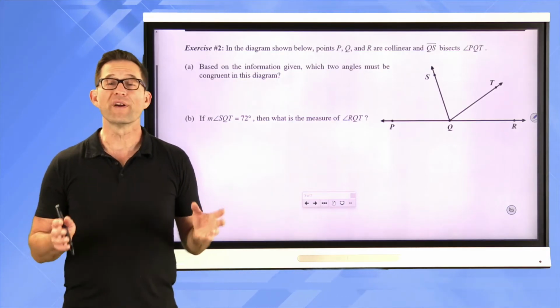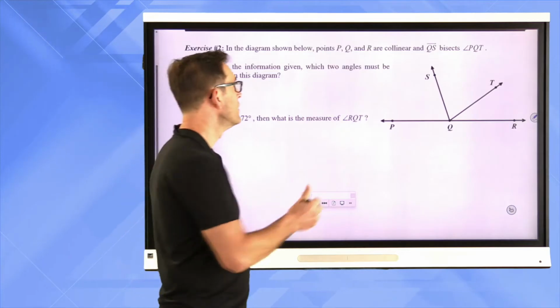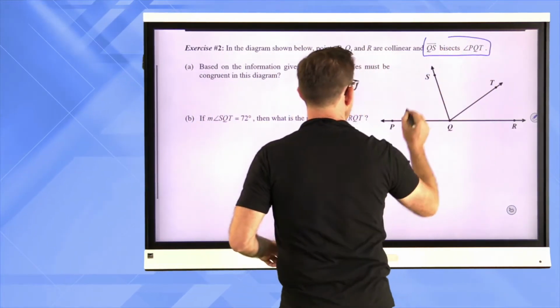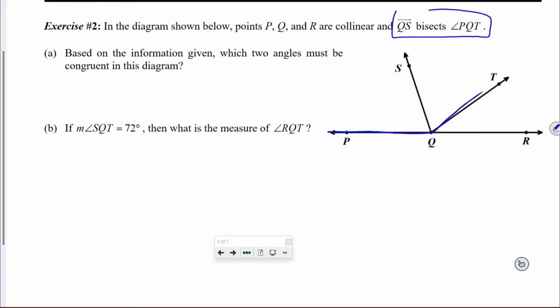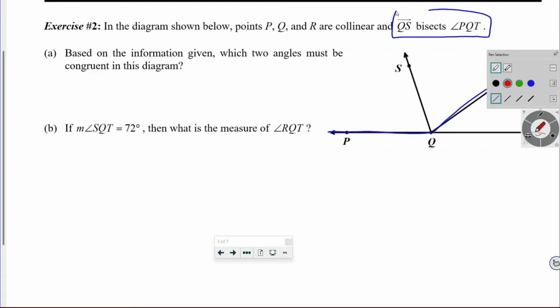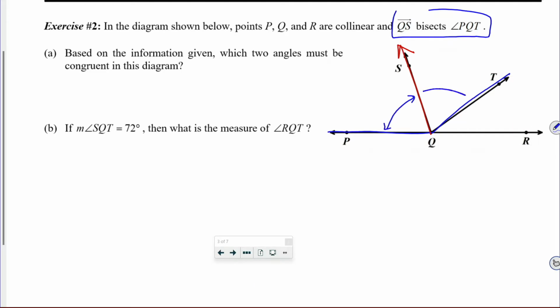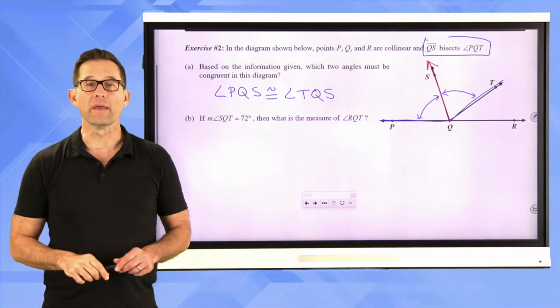All right, well, we're told that QS bisects angle PQT, right here. Well, angle PQT is right here, right? And QS is right here. So the two angles that are created that are equal are these two angles. That third angle has really nothing to do with it. So we can say that angle PQS is congruent to angle TQS.